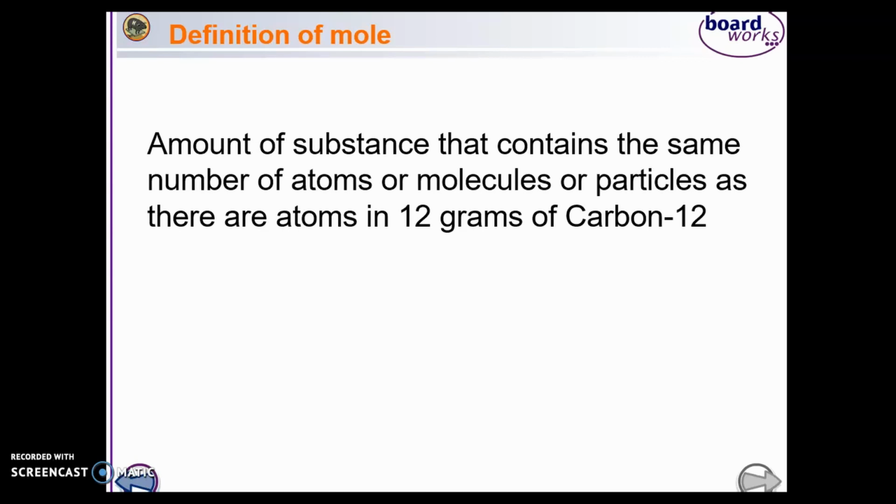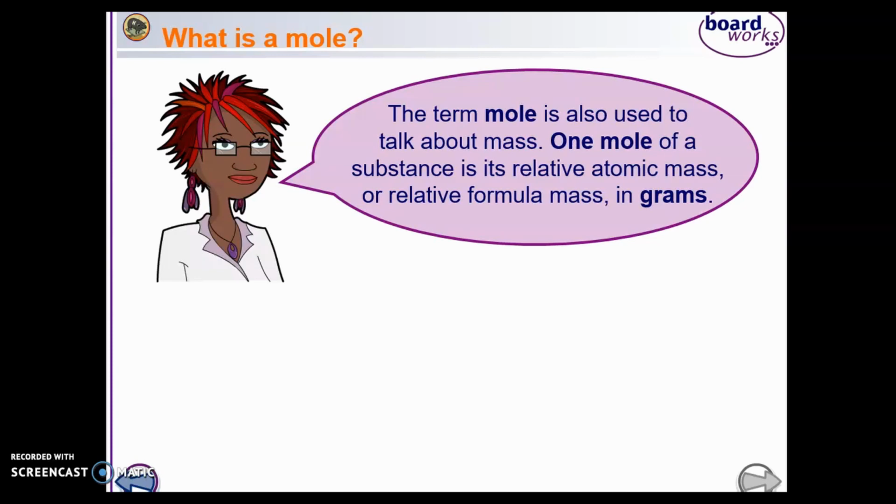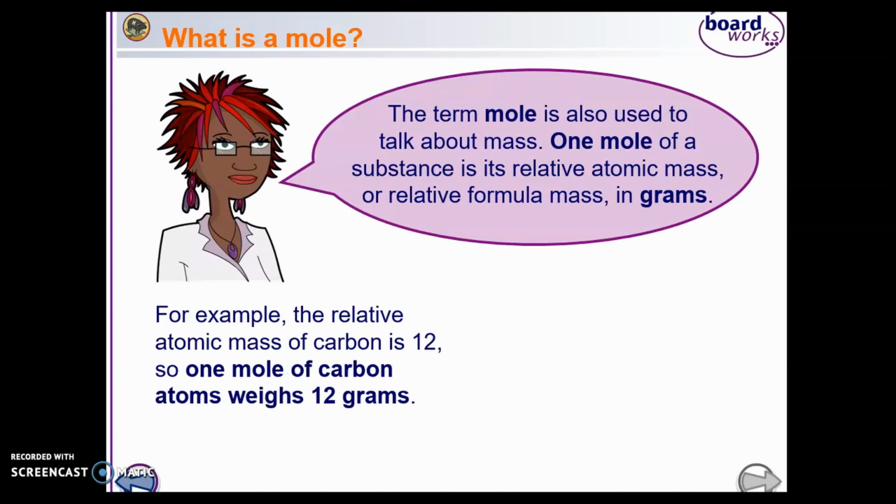Mole is the amount of substance that contains the same number of atoms or molecules or particles as there are atoms in 12 grams of carbon-12. The term mole is also used to talk about mass. One mole of a substance is its relative atomic mass or relative formula mass in grams. For example, the relative atomic mass of carbon is 12. So, 1 mole of carbon atoms weighs 12 grams.